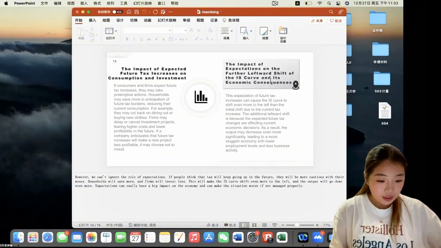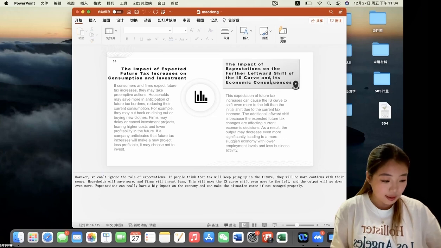However, we can't ignore the role of expectations. If people think that tax will keep going up in the future, they will be more cautious with their money. Households will save more and firms will invest less. This will make the IS curve shift even more to the left, and the output will go down even more. Expectations can really have a big impact on the economy and can make the situation worse if not managed properly.